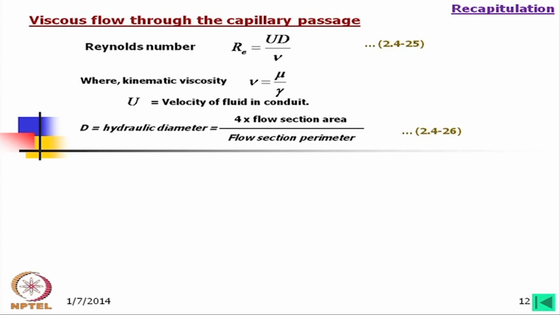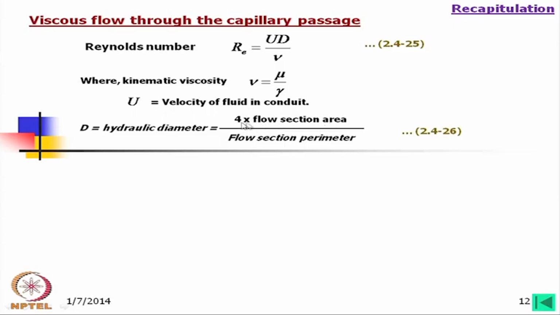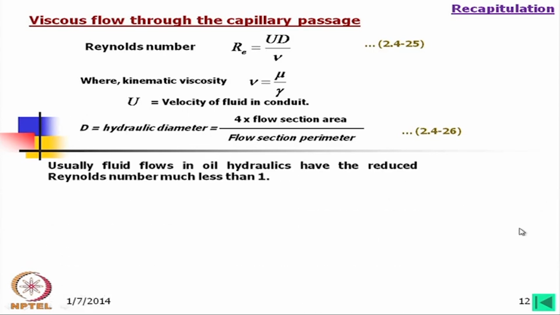Circular is most common, but it may be rectangular, it may be square, it may be half semicircular, etc. But if you know that area, that 4 into that area divided by flow section perimeter, that means that you have to measure the perimeter of the orifice or conduit, and then you will get a unit which is called hydraulic diameter.